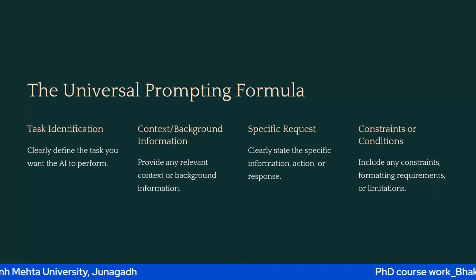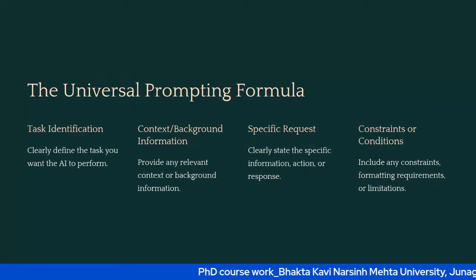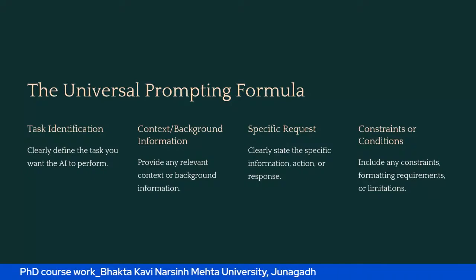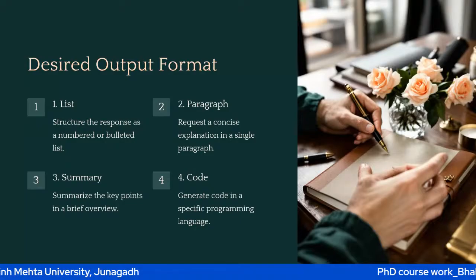Then you have to tell what the specific request is, and only with a specific request can you tell what clear output should come. And again, you have to tell what kind of constraints and conditions there are, right? So these are the four parts of that. Again, we'll learn that scientifically also, right?